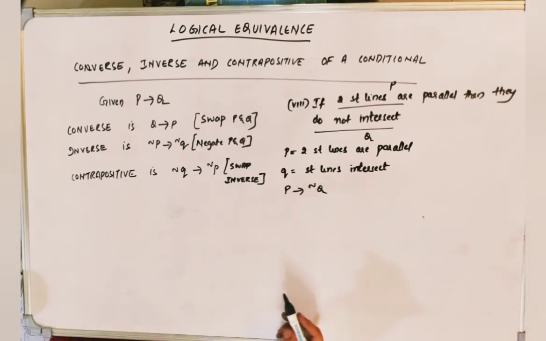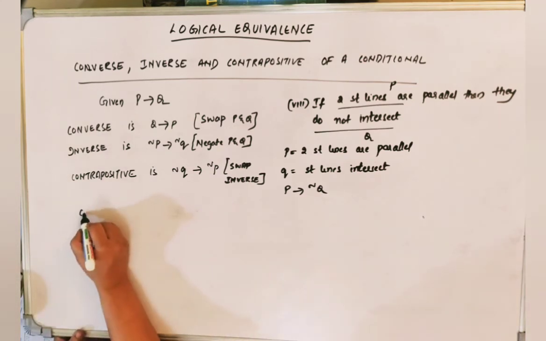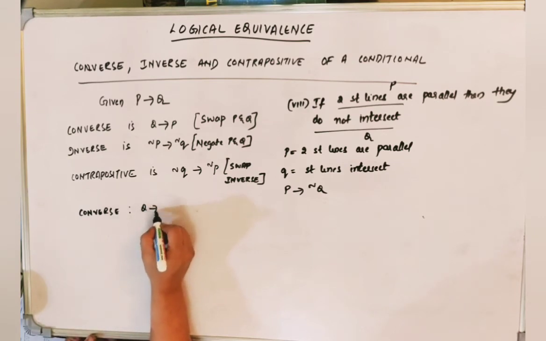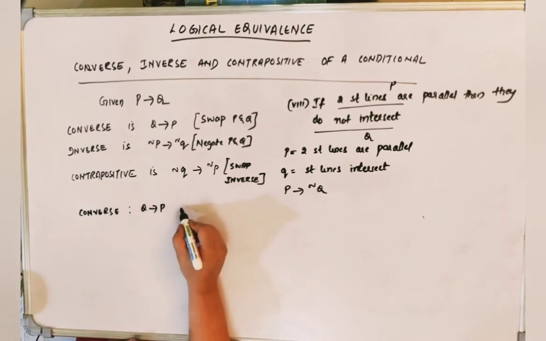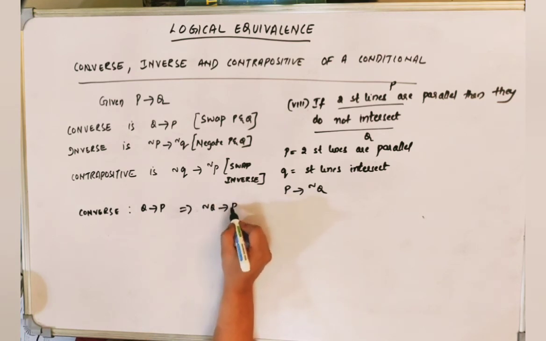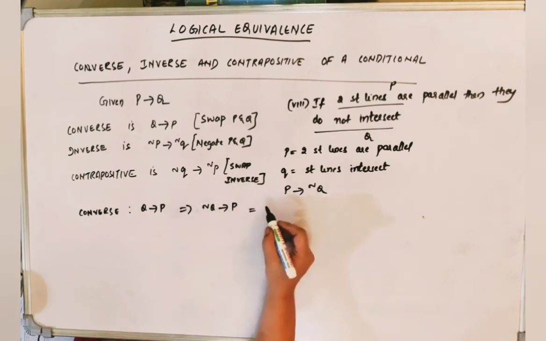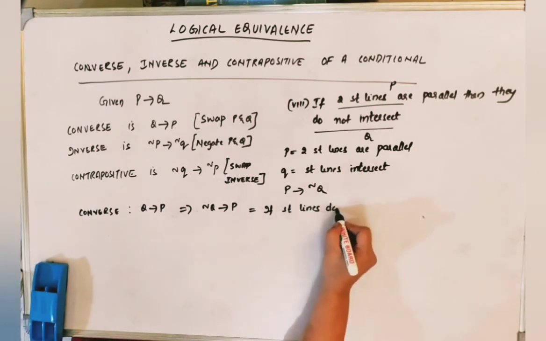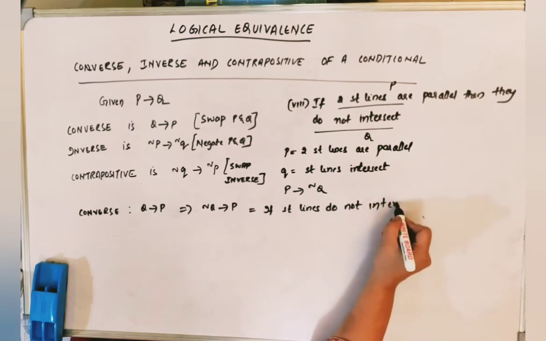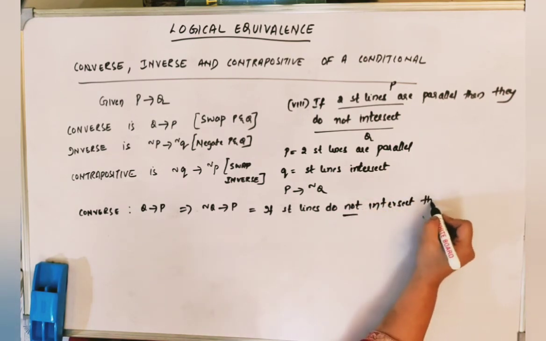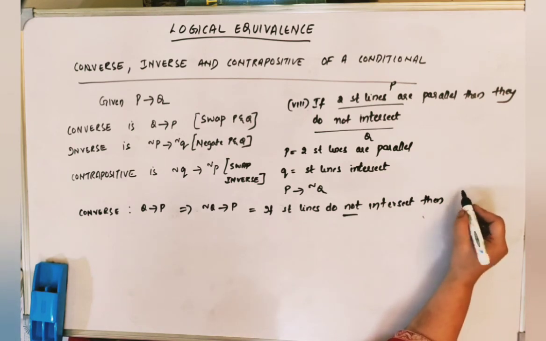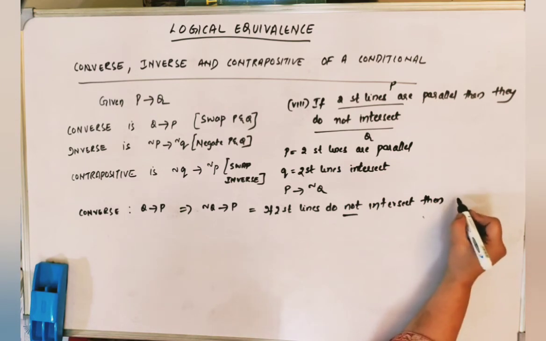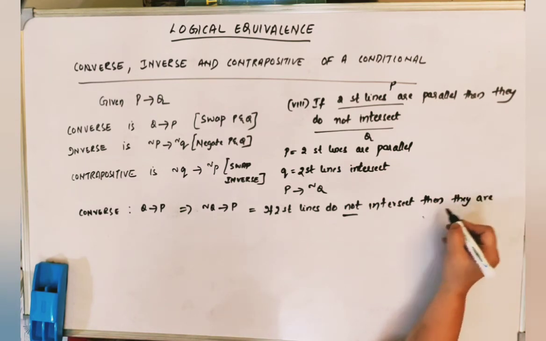What is the converse for this? Converse is simple, which is Q conditional P. That is, not Q conditional P. Let's write it in the verbal form. If straight lines do not intersect, then P. Then if two straight lines do not intersect, then they are parallel.